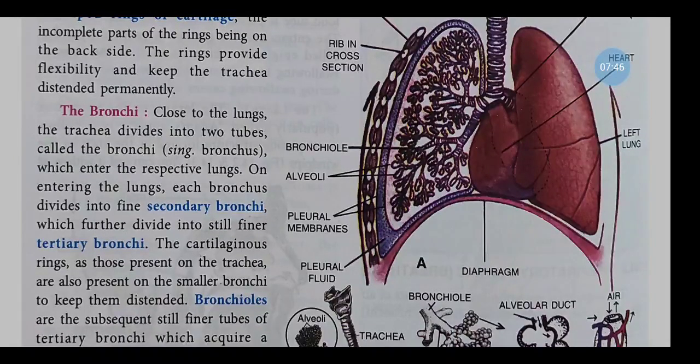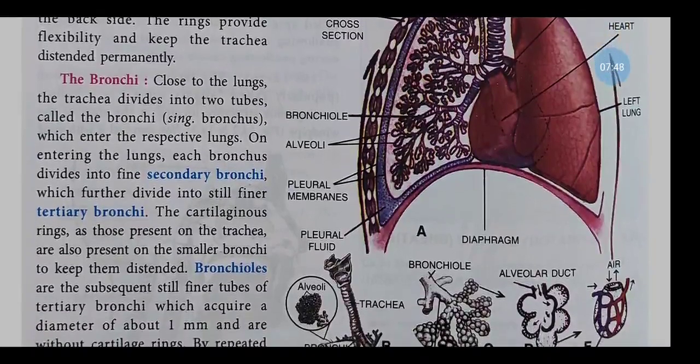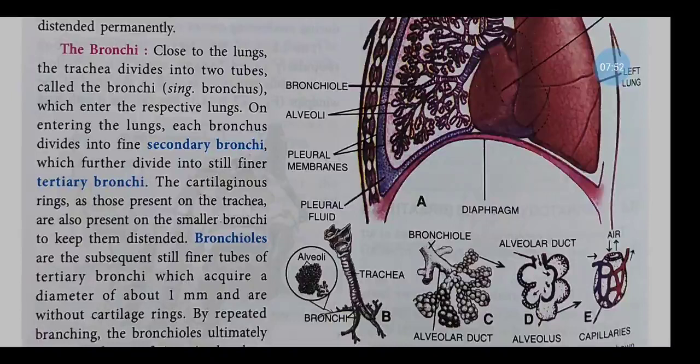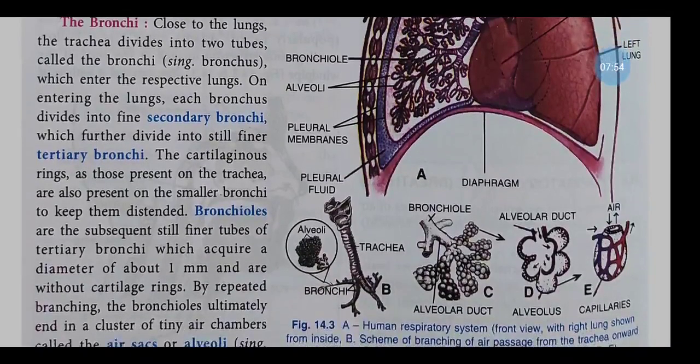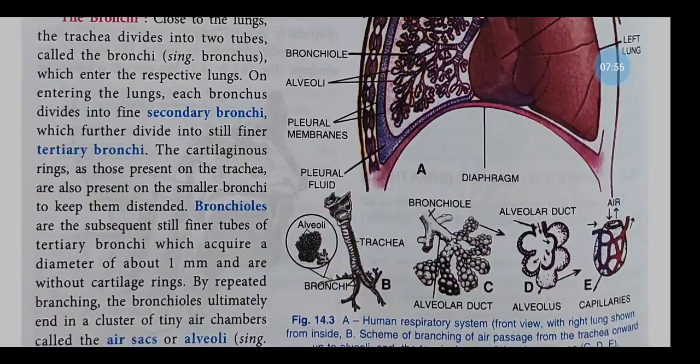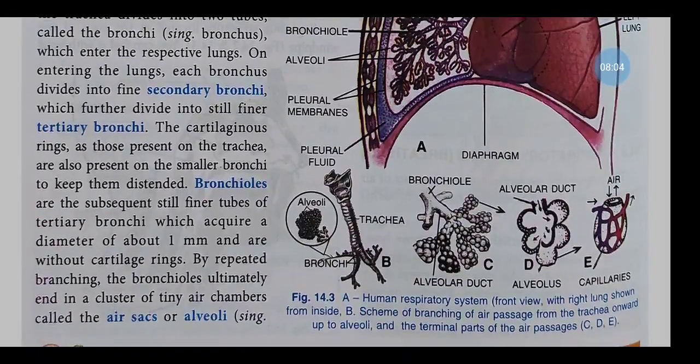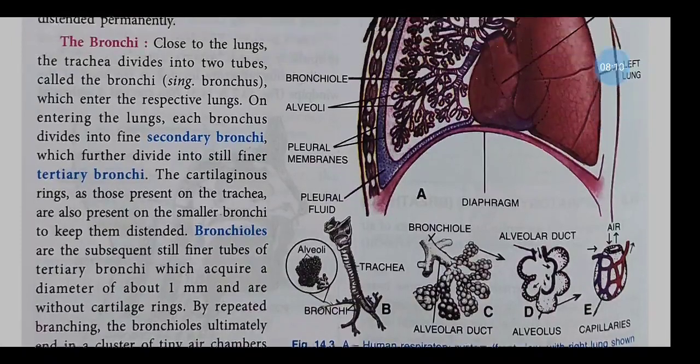Bronchioles are the subsequent, still finer tubes of the tertiary bronchi, which acquire a diameter of about 1 mm and are without cartilage rings. By repeated branching, the bronchioles ultimately end in clusters of tiny air chambers, which are called air sacs or alveoli.